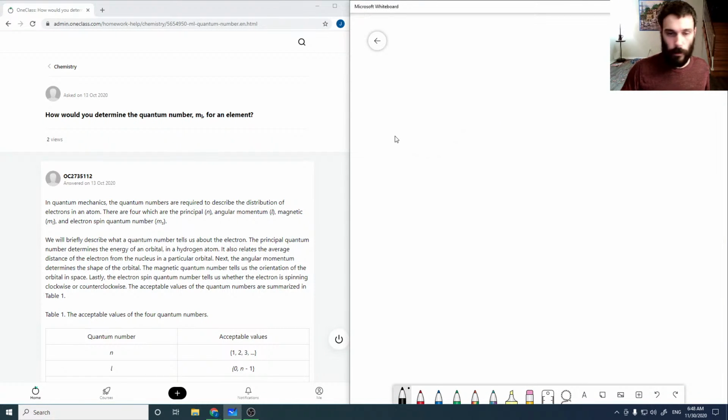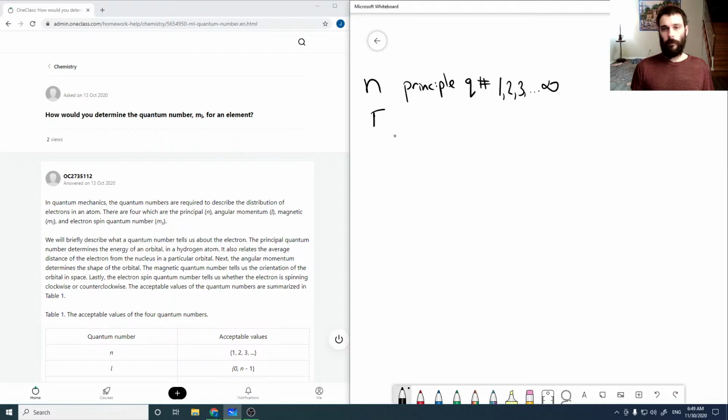All right. So now for this one, how would you determine the ml quantum number? Okay, so in an atom, our electronic states are numbered by a few quantum numbers. So before we get to ml, there's n, which is our principal quantum number. And this goes from 1, 2, 3 up to infinity. And this basically numbers the states and is what defines our energy.